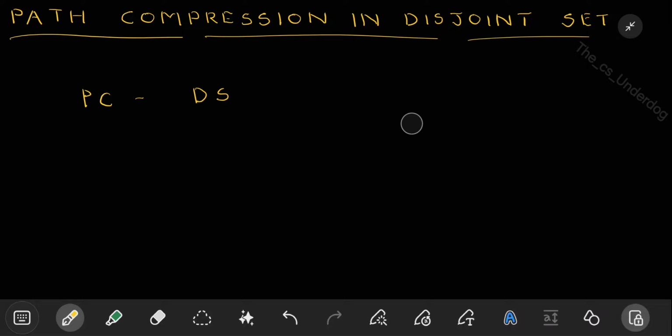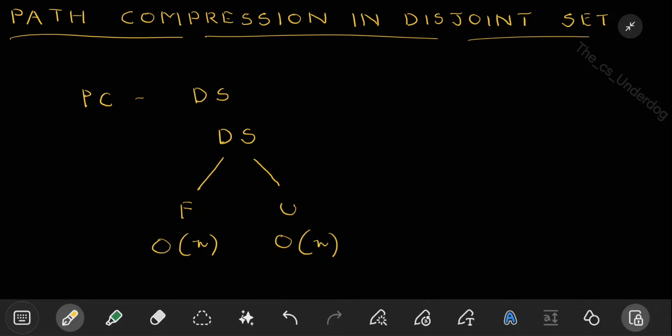In the previous two lectures, when we discussed in detail about disjoint set data structure, we learned that there are two primary operations that we can do on disjoint sets. First one is find operation and the second one is union operation. So in the initial lecture, when we discussed about find operation, we had seen that it took order of n time, and what about the union operation? It also took order of n time.